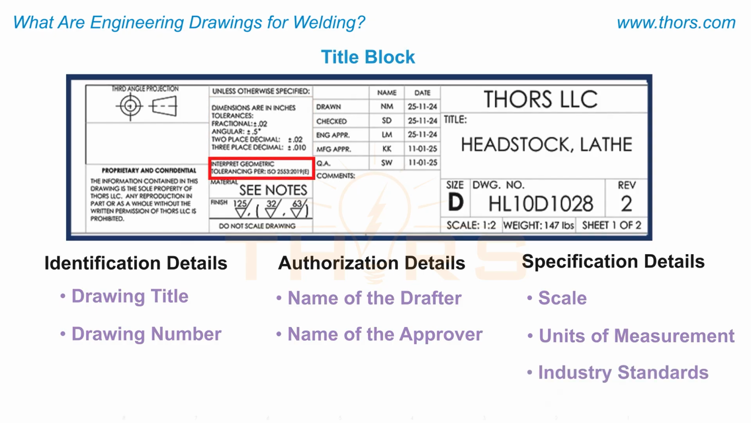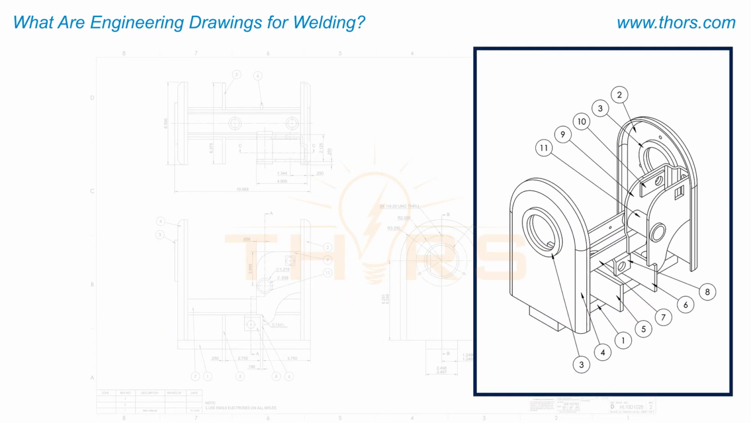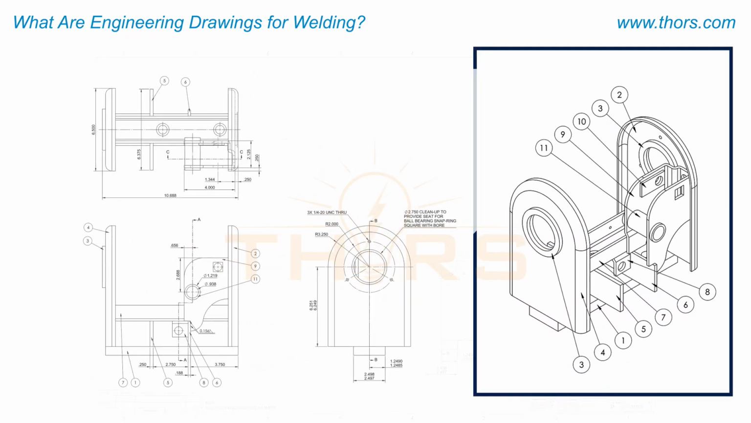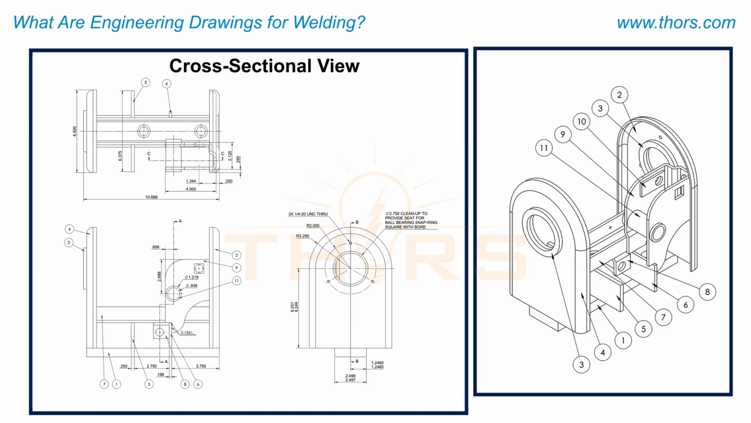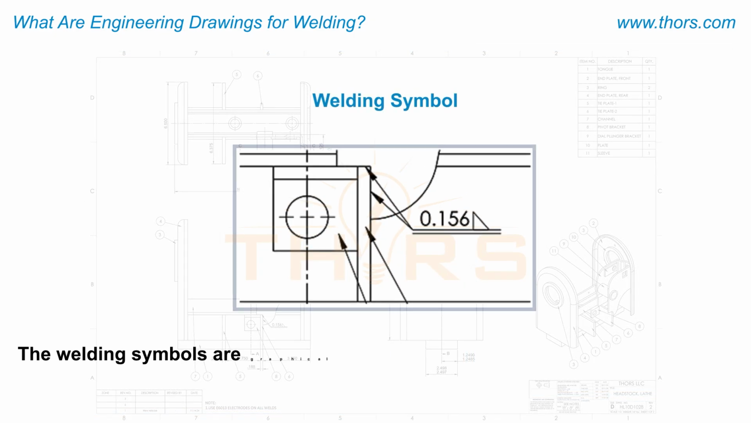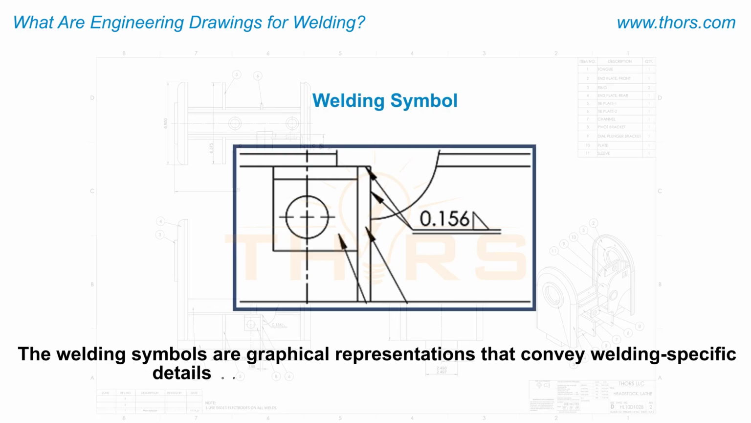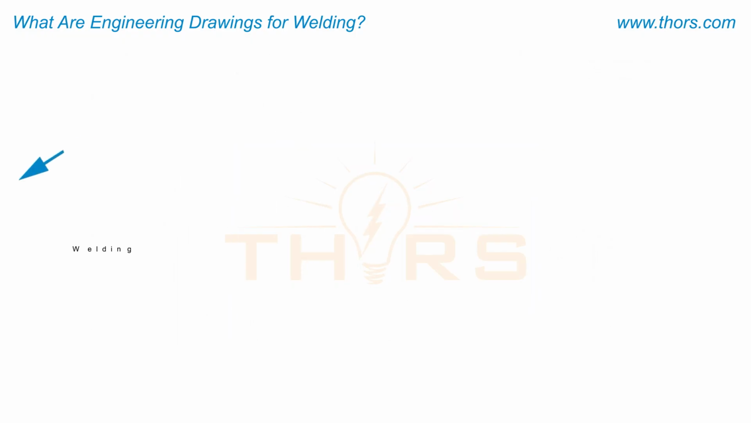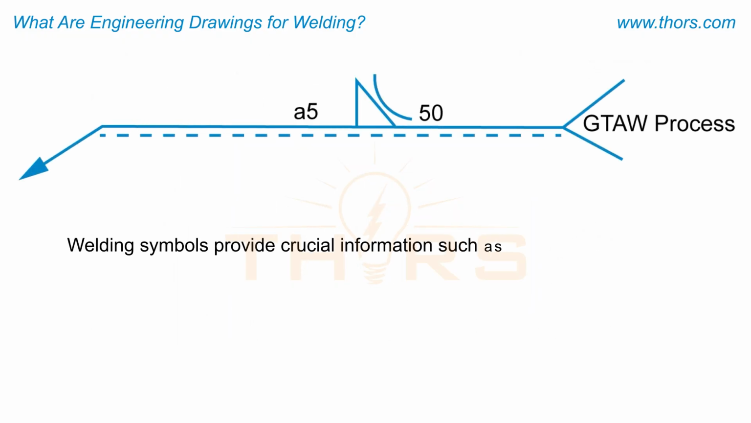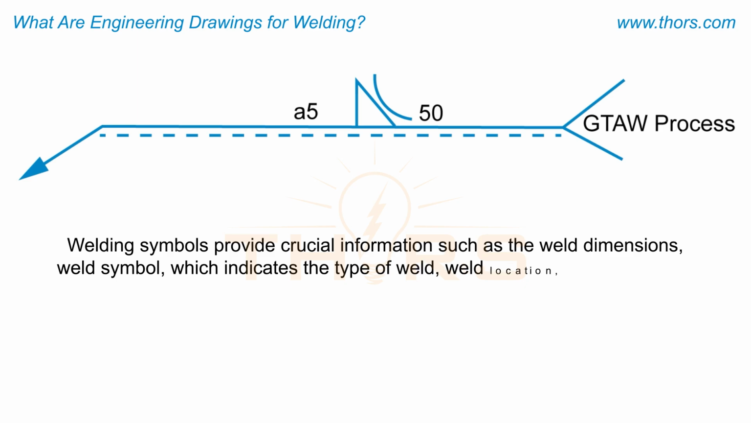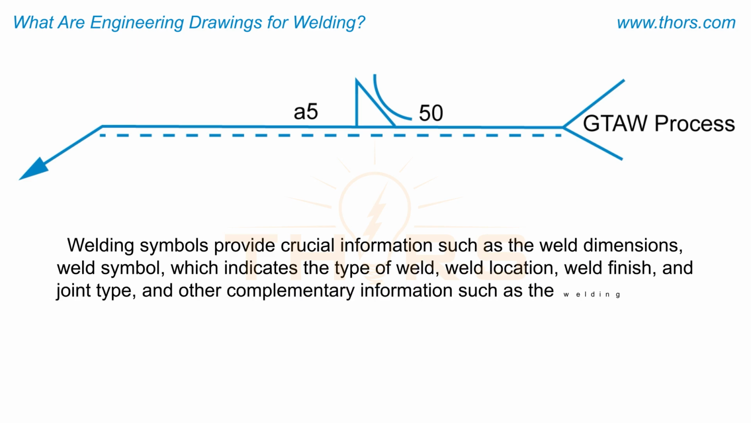The part and assembly drawings section contains the various dimensional and cross-sectional views of the individual parts and the overall assembly view. The welding symbols are graphical representations that convey welding-specific details on the part and assembly drawing section. Welding symbols provide crucial information such as the weld dimensions, weld symbol, which indicates the type of weld, weld location, weld finish, and joint type, and other complementary information such as the welding process.